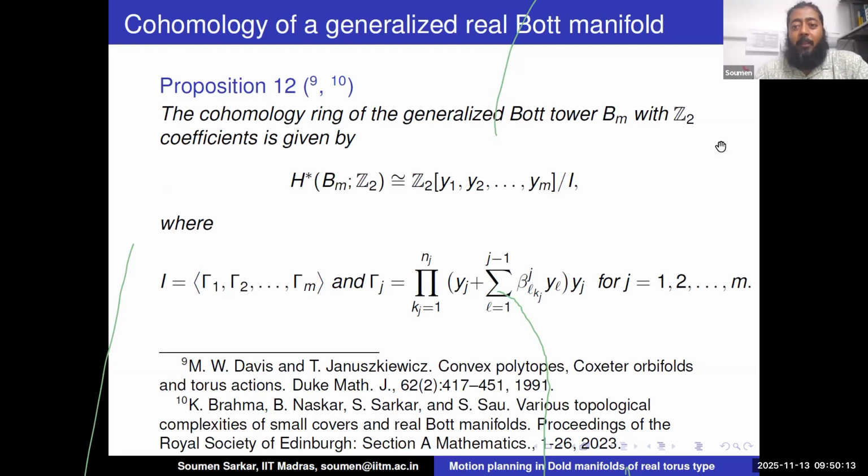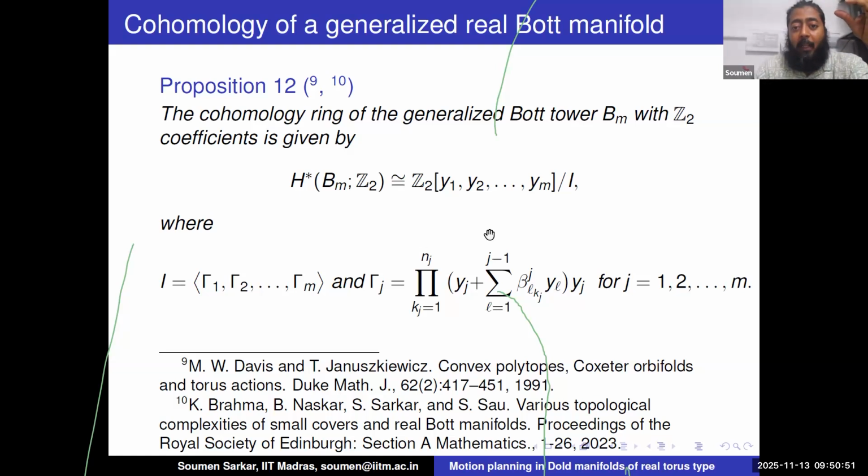So now I just want to recall some results. The cohomology ring of a generalized Bott manifold can be given by this. Here the Y1, up to Yi's, are generators coming from the fibre direction. So each fibre is a real projective space, and the cohomology of a real projective space is generated by one single element. Okay? So these Yi's are generators of the ith fibre, in the ith position.